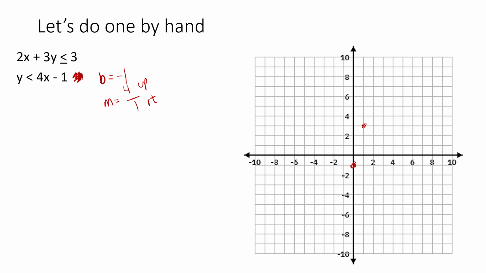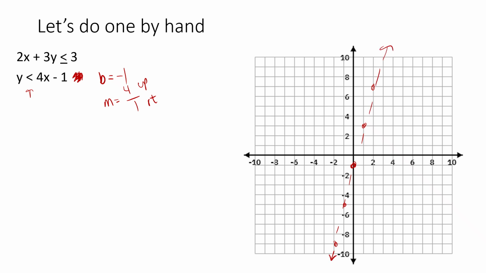So just to be sure, I'm just going to count up 1, 2, 3, 4 and right 1. And I'm going to go down 1, 2, 3, 4 and left 1. I think I can do that again. 1, 2, 3, 4, left 1. This is just a less than, so it is a dashed line.